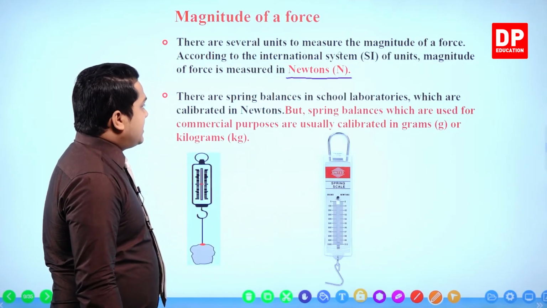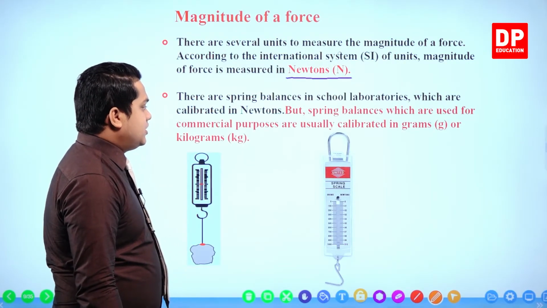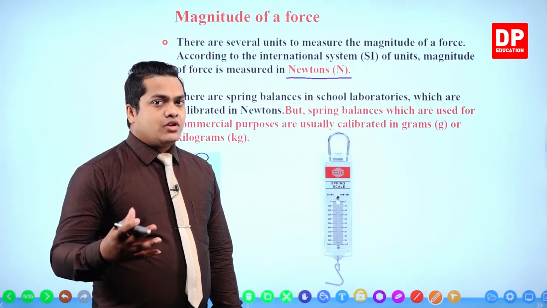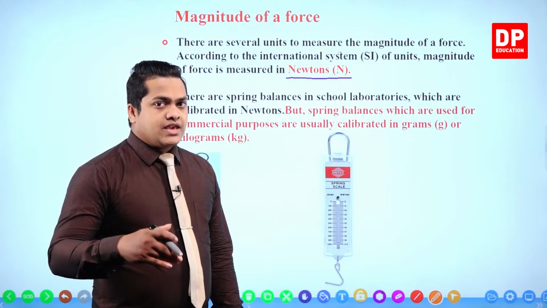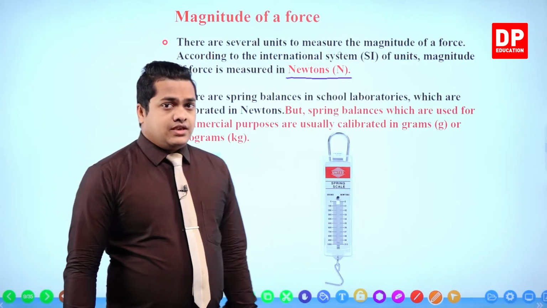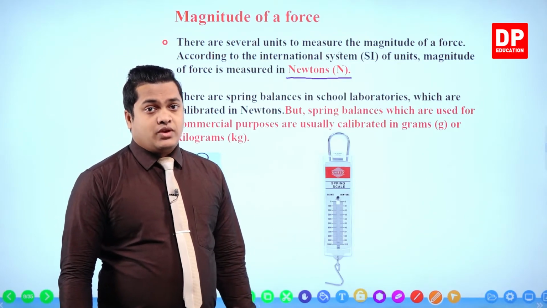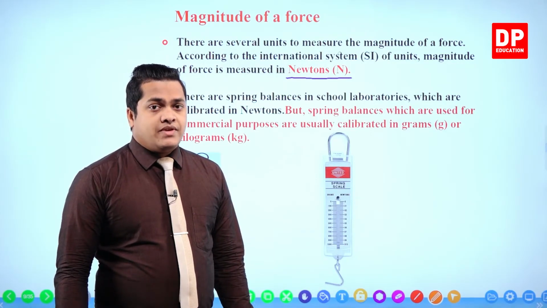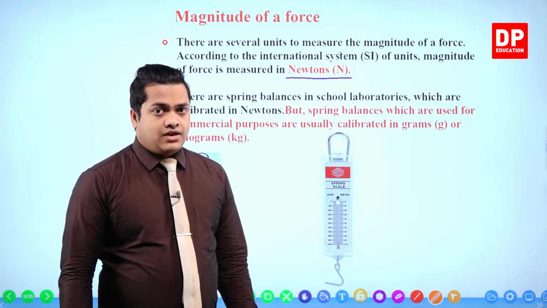Right. So there are spring balances in school laboratories which are calibrated in newtons. Usually, my dear children, if you take a spring balance from your laboratory, those spring balances are calibrated using the scale of newtons. However, we also use this kind of balance in commercial markets to measure the masses of objects. To measure the masses of objects, we use the instrument called the spring balance.